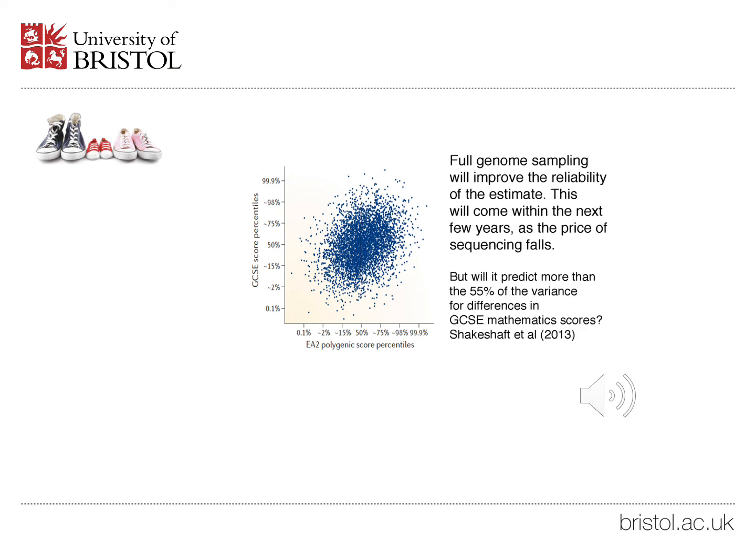These are early days for the technique, and we expect that improvements will be made. Full genome sampling will improve the reliability of the estimates, and this will become a possibility in the next few years as the price of gene sequencing falls. But will it be able to predict more than the 55% of the variance for differences in GCSE math scores predicted by traditional twin studies? In other words, to what extent will it ever be a reliable predictor of educational attainment?